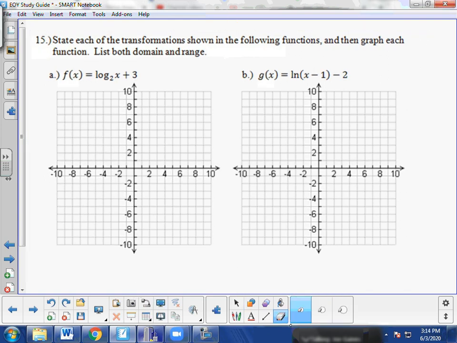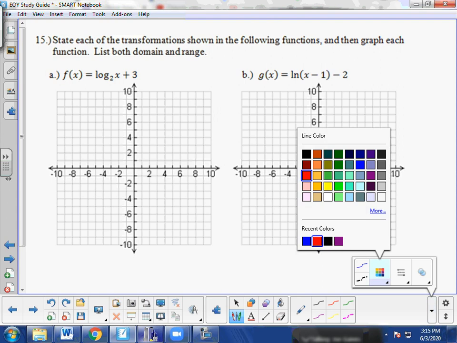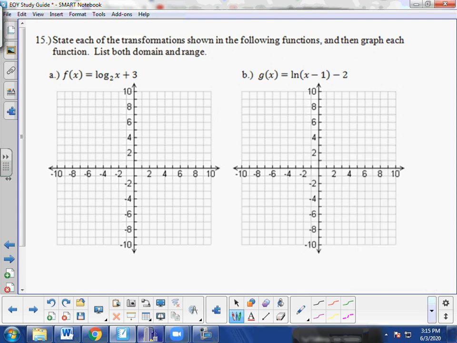Logarithms are similar to exponentials, but they are inverses. So a logarithm would look something like this without transformations. Instead of having a point at (1, 0) like in exponentials, it has a point at (0, 1). This point is going to be shifted up 3, so we have a translation up 3. This is the only transformation we have in 15a. So we're going to shift this point (0, 1) up 3, and now it's at (0, 4).